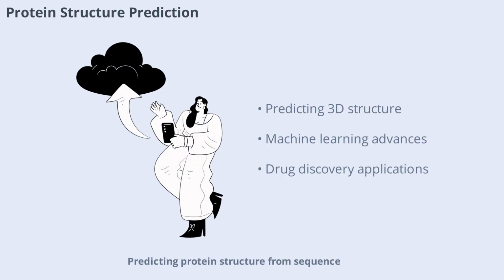Predicting protein structure from sequence is a major challenge in bioinformatics. Statistical models analyze sequence features and evolutionary information to predict secondary and tertiary structures. Machine learning and deep learning approaches have recently achieved remarkable success, as seen in tools like AlphaFold. Accurate structure prediction aids in understanding protein function and designing new drugs.